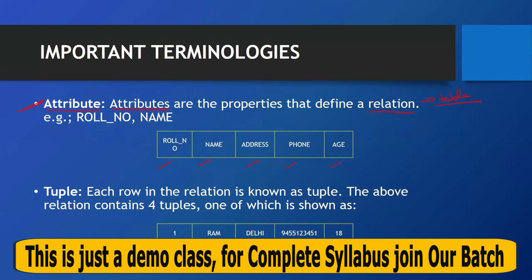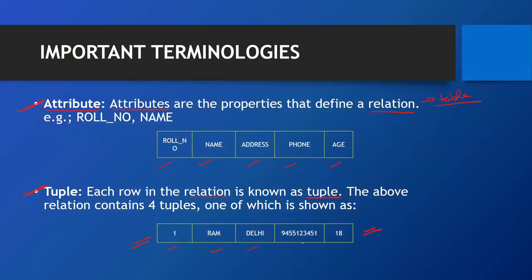Then tuple. Each row in the relation is known as a tuple. If I take an example, this can be a tuple. We are going to see the example in a minute, but still this is a tuple. Roll number will be 1, name Ram, address Delhi, phone this, and age 18. So this can be a tuple. Basically, a row of data is called a tuple.